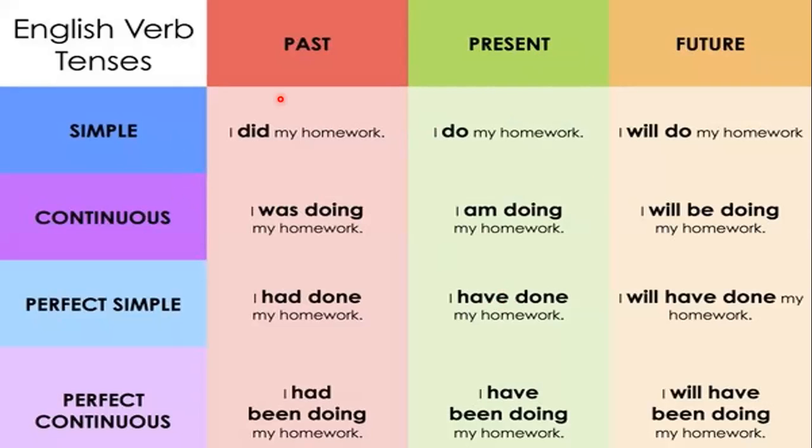Here the past one is first, and simple: did, do, will do. Was doing, am doing, will be doing. I had done, I have done, I will have done. Had been doing, have been doing, and will have been doing. Okay, this is how we change. The only thing that usually changes is the "have" and the "had." Okay, and if it is like the auxiliary "am," then it will definitely be "was" and "will be." Okay.